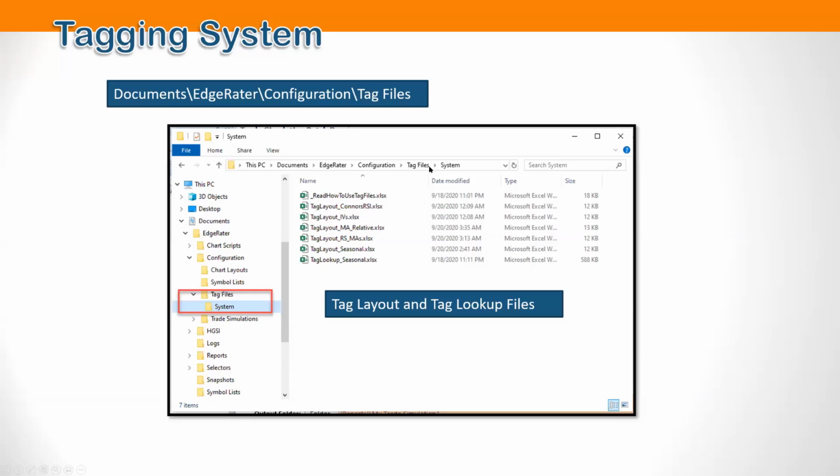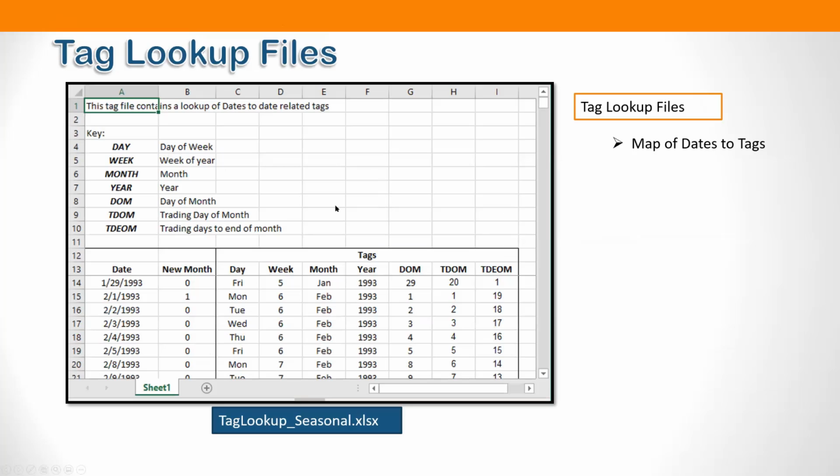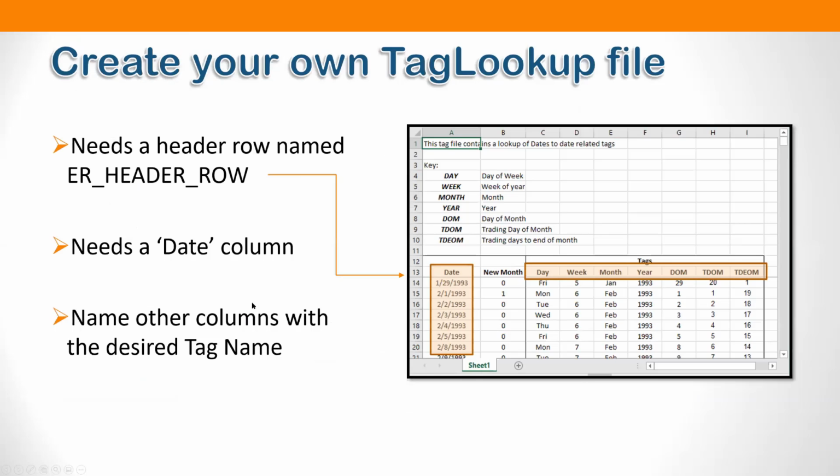This is the thing we just looked at. This is in the system folder. These are files that are maintained by EdgeRater. You put it in the folder above that, I should say, the tag files folder. There'll be your own tag files. So you'd create that or copy this into that folder and put your own tags in there. So that's the way that lookup files work.